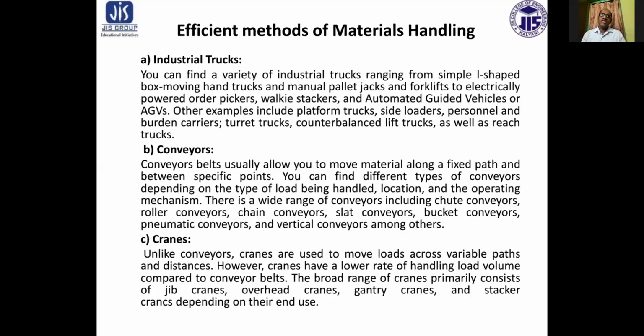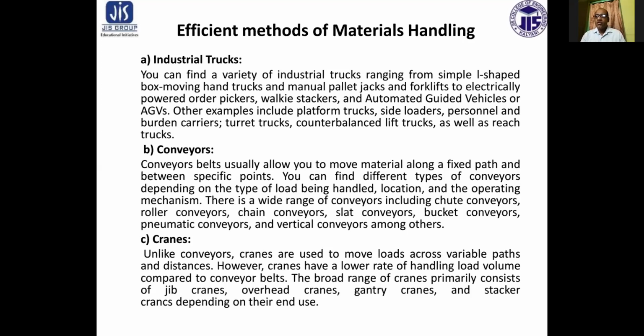Now, the efficient methods of materials handling. First of all, that is industrial trucks. These industrial trucks range from simple hand trucks for moving boxes, or manual pallet jacks, or forklifts, to electrically powered order pickers. It may be automatic guided vehicles, that is AGV. Other examples include platform trucks, side loaders, personnel and burden carriers.